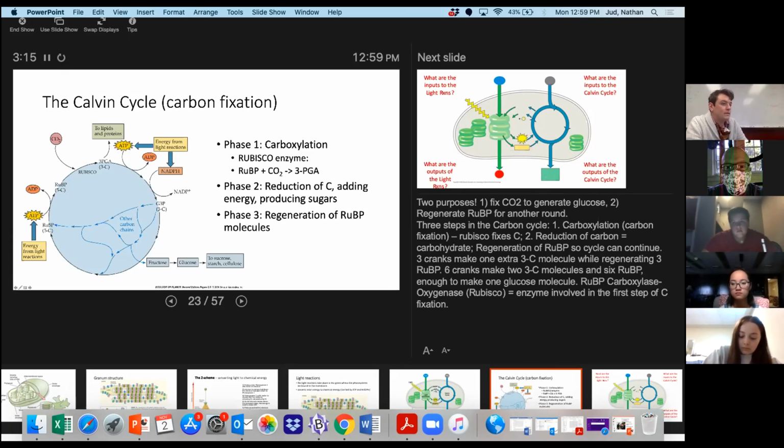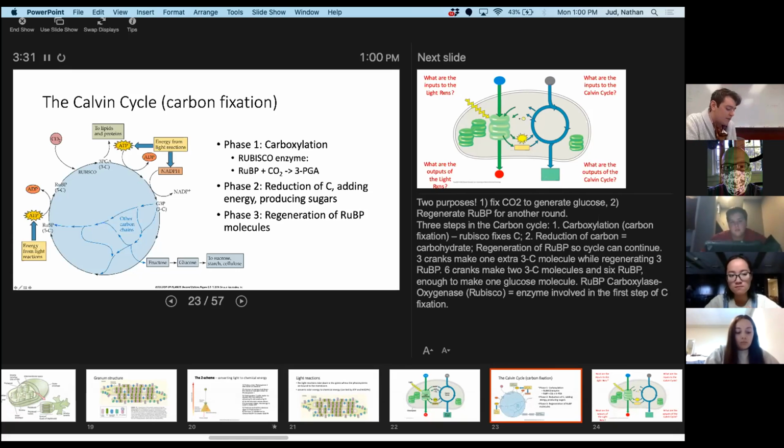The first one is fixation, or carboxylation. What's happening here is you've got these molecules called RuBP, ribulose bisphosphate. The abbreviation that we'll use is RuBP. It's a molecule that has 5 carbon atoms in it. And there's an enzyme called Rubisco. Rubisco takes carbon dioxide molecules from the atmosphere and reacts them with that RuBP molecule to create two new 3-carbon molecules. So 5 plus 1 is 6, divided by 2, you get two 3-carbon molecules.